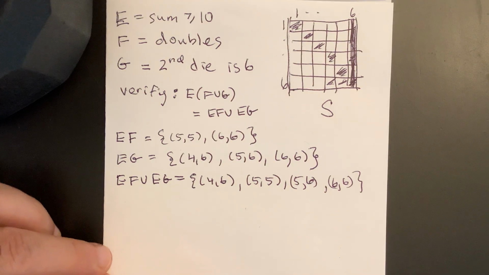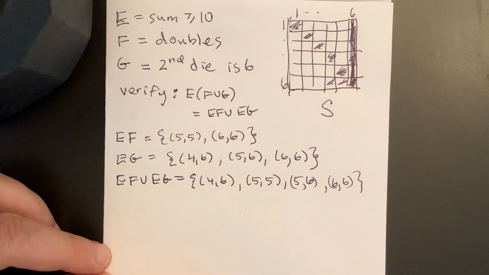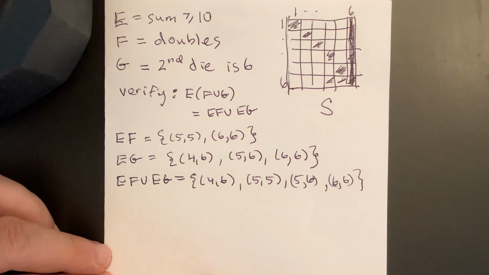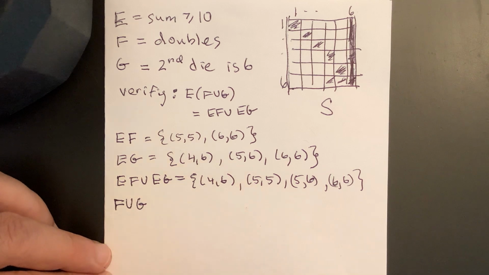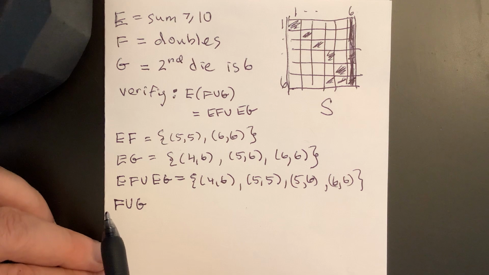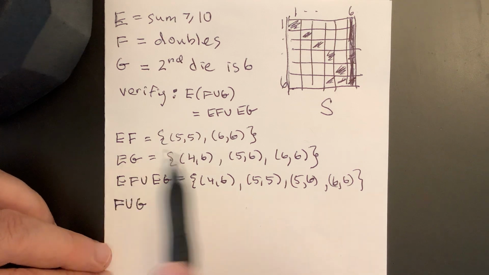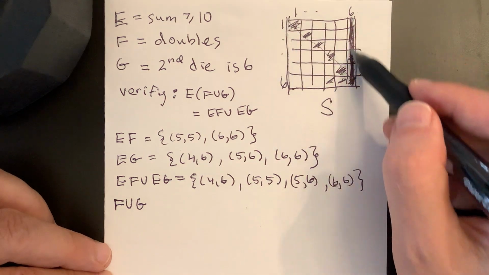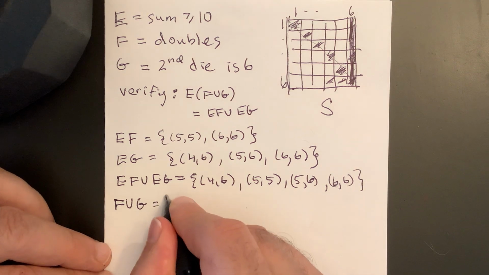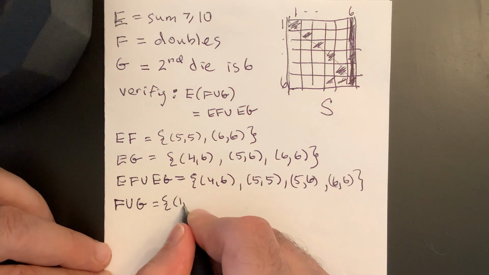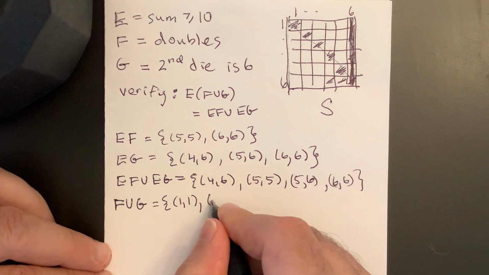Okay, now let's check the other. You see, this is a little time consuming. So what's F union G? It's going to be big, right? I like doing it the first way better. So F union G is anything that's doubles or the second die is 6. So that's this and this, right? That's going to have 11 elements in it if I write it out. So let's see, can I avoid it? 1, 1, 2, 2.